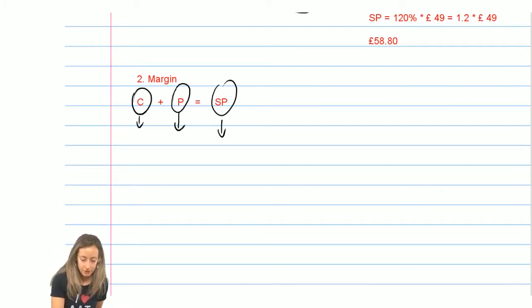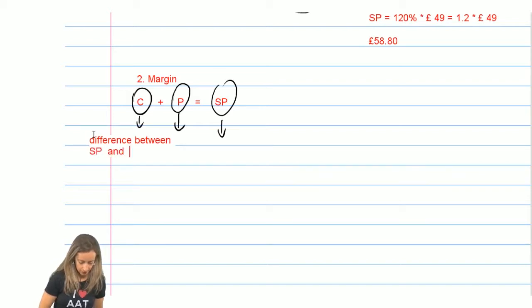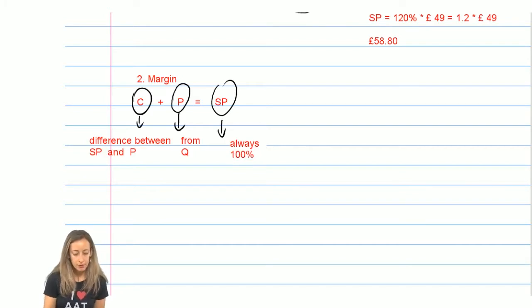So I'll say something like this. Cost is the difference between SP and P. P is from the question, given to us, and selling price is, as I said, always 100%. Okay, there you go. That's what we can use to guide us, all right?